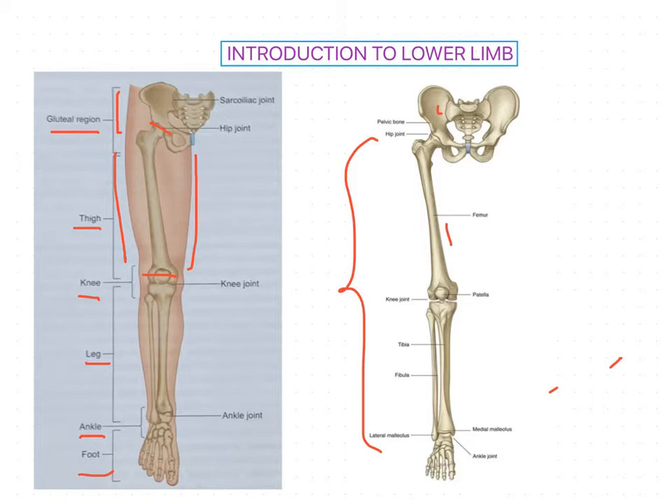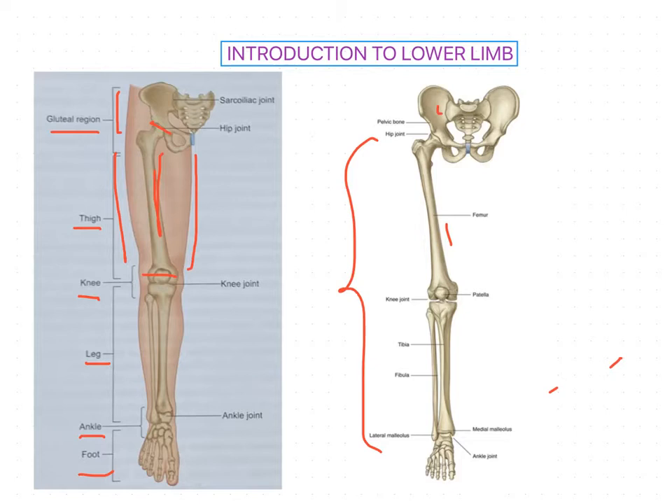The thigh is divided into the anterior region, the front of the thigh, the back of the thigh, and the medial aspect of the thigh. This front of the thigh is frequently called the femoral region. Here we are seeing the front of the thigh, which is called the femoral region.